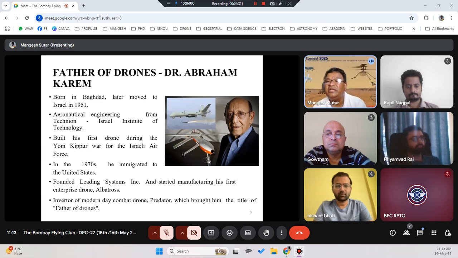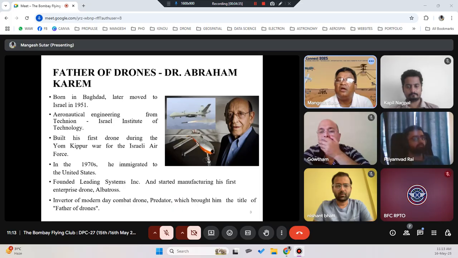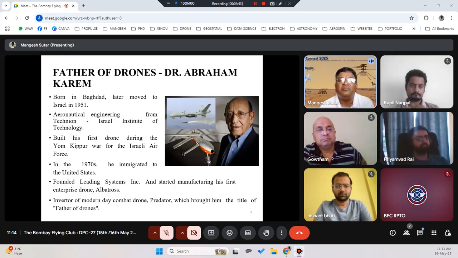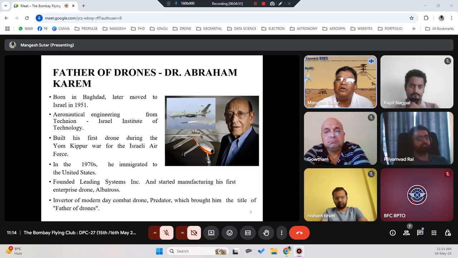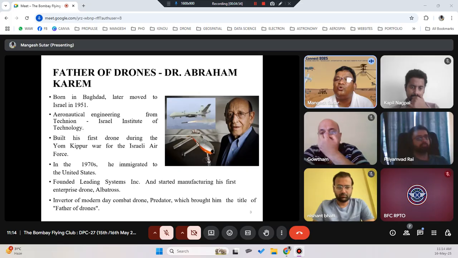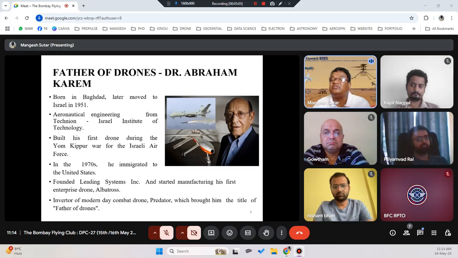Whatever drone you see today being used by a lot of countries, even India has procured these drones from the US, which is the Predator, was made by Dr. Abraham Karim, and that's why he was given the title Father of Drones. So this is just a small history of how drones came in, but not necessary. He actually created a drone which was fully autonomous and flying on its own, for military purposes. But before that, a lot of attempts were made. It's not that he really created the first one, but he created a version which was more stable and more controllable. And that's why he was given the title Father of Drones.